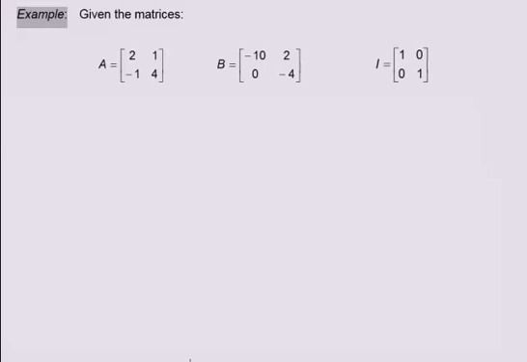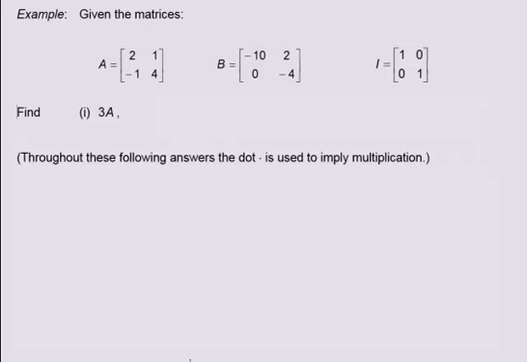Example, given the matrices A equals this, B equals this, and I equals this, find 1, 3A. Throughout these following answers, the dot, this, is used to imply multiplication. 3A equals 3 multiplied by 2, 1, minus 1, 4. The answer will be a 2 by 2 matrix, so draw a pattern.